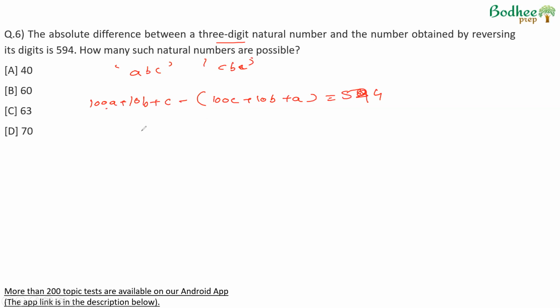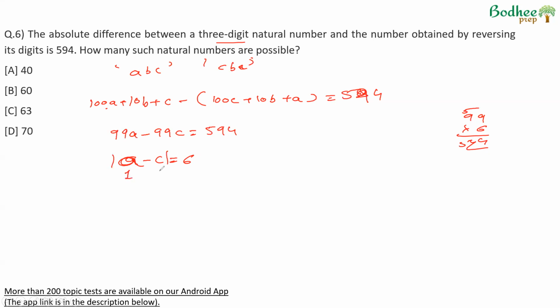100A minus A is 99A. 10B, 10B cancel. Plus C minus 100C is minus 99C. Equal to 594. Divided by 99, A minus C is 6. Now, since it is an absolute difference, we could have both cases, when A is larger or when C is larger. So the mod of this is 6.